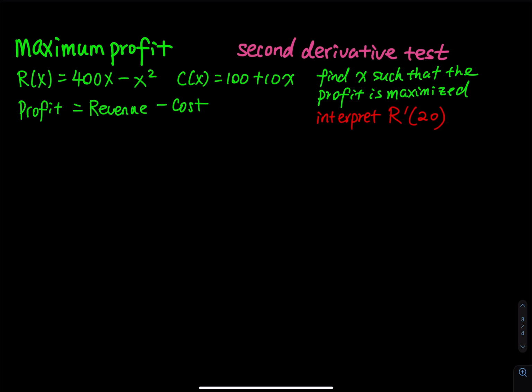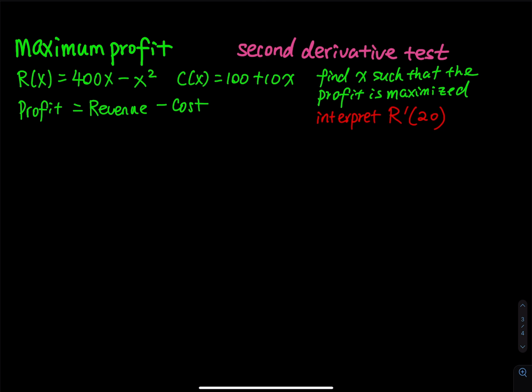Given the revenue function R of x equals 400x minus x squared and the cost function C of x equals 100 plus 10x, I want you to find x such that the profit is maximized. We will be using the second derivative test. Also, after everything is done, I would like to interpret R prime of 20. So what is the marginal revenue when x equals 20, and then tell me what that means.